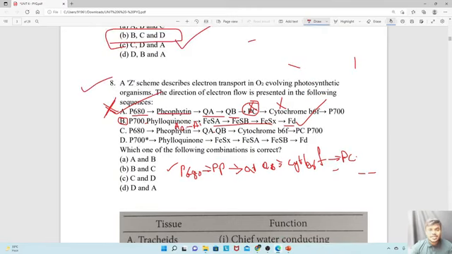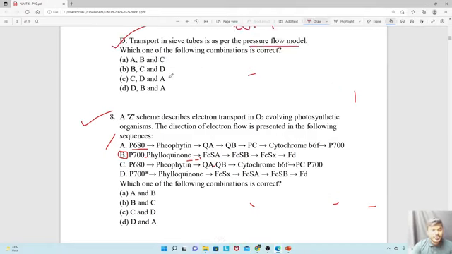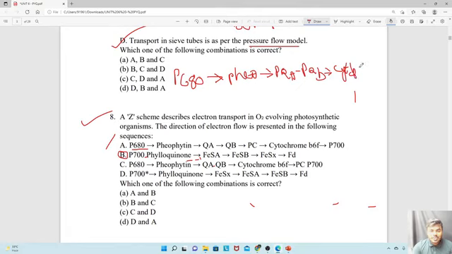I'm sorry, friends. I think I made it wrong. I'm extremely sorry. Just give me 1 minute. First, let me write, because of this I got confused. P680, pheophytin, plastoquinone A, I'm so sorry, I made it wrong. Plastoquinone B, then cytochrome B6F, plastocyanin. This is absolutely true. There is no doubt about it.